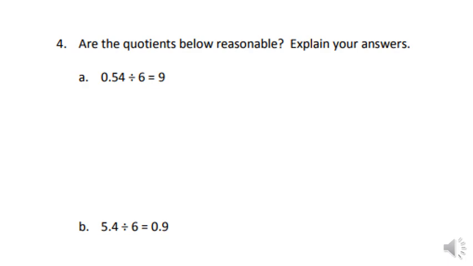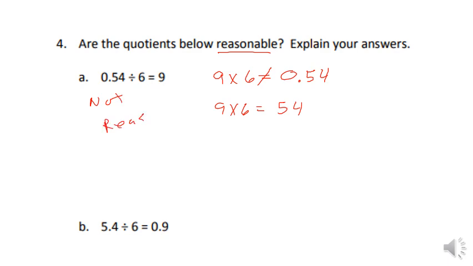Okay, the next question is going to give us a question about reasonable. Is it reasonable? Well, to me, I like using my inverse operation to verify it's reasonable, because it says 54 hundredths divided by 6 equals 9. Well, if that is true, then I know 9 times 6 equals 54 hundredths. Well, I know 9 times 6 actually equals 54, not 54 hundredths. So it is not equal. Okay, so A is not reasonable.